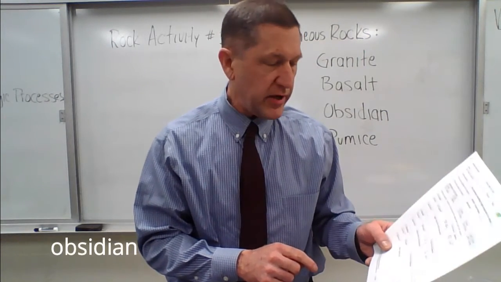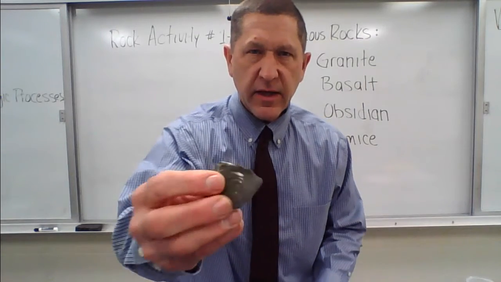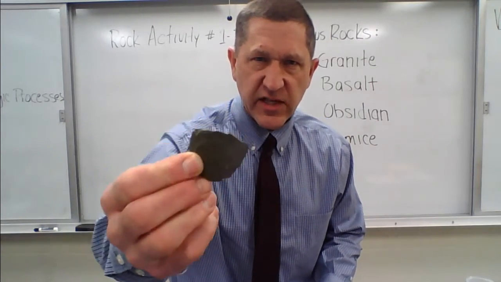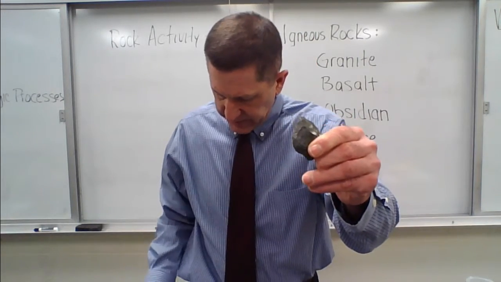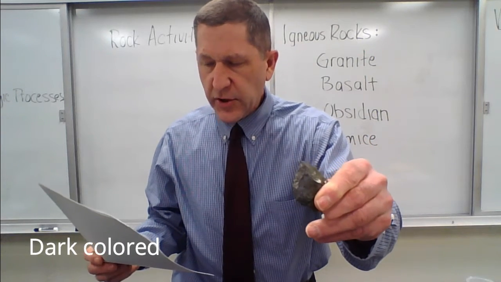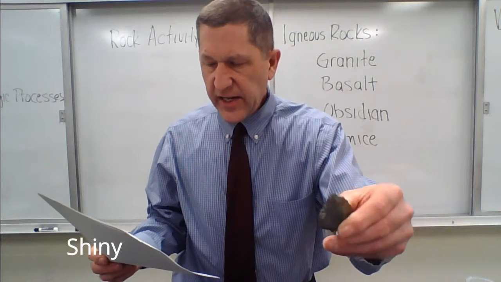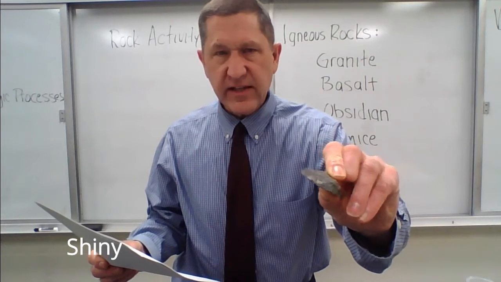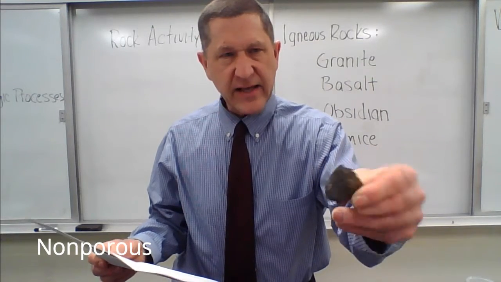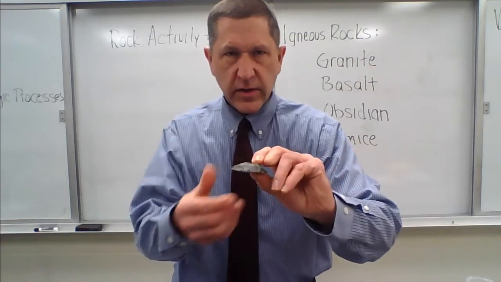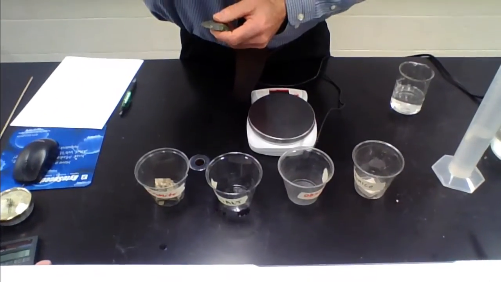Obsidian is the third of the igneous rocks. Here is our sample of obsidian. If you take a look at that, it's a nice greenish color, very glassy, on the dark side rather than the light side. If you'd like to go to your appearance word bank, I would suggest this is shiny, non-porous, and glassy in appearance. Okay, and I'd like to check the mass and the volume.